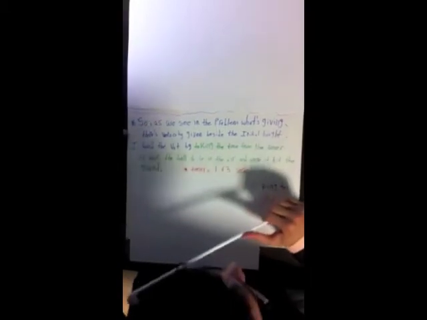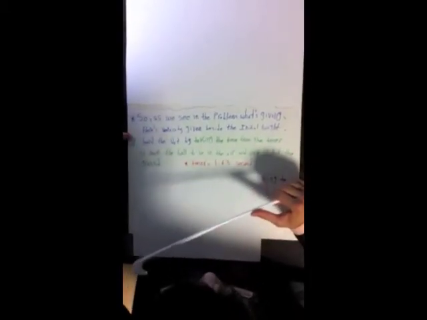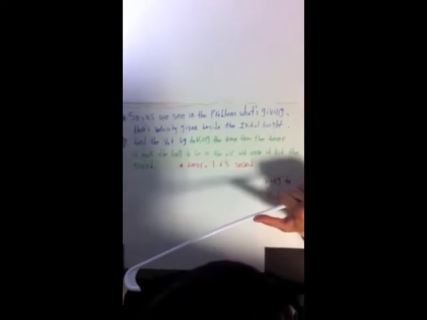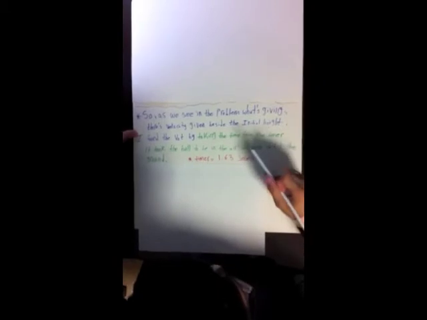So, as we see in the problem above, what's given? There is velocity given beside the initial height. I found the velocity by taking the time from the timer, how long it took the ball to be in the air until it hit the ground. And the timer gave me 1.63 seconds.